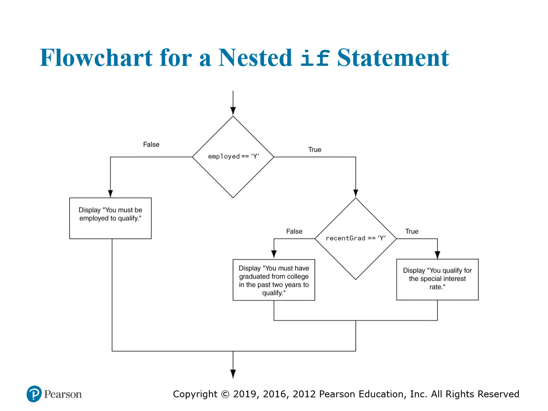So we have to test, are they employed? If the answer is true, then we have to test again, are they a recent graduate? If the answer is still true, they get the special interest rate, yay. If either of these branches are false, then they get disqualified for the loan, or at least for the special interest rate.